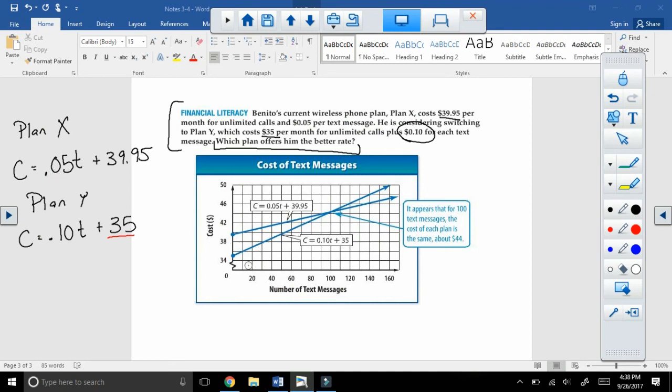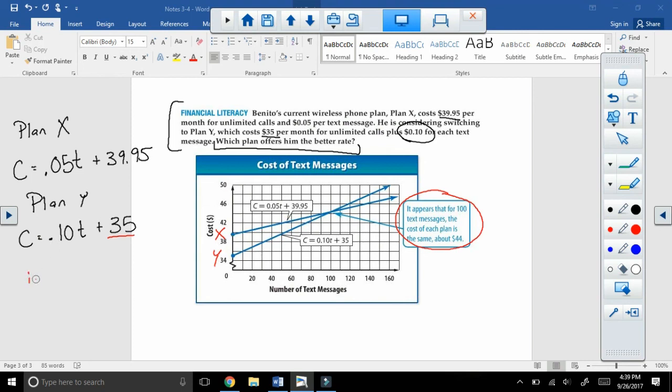So what they have here is these different plans outlined. This one here that starts low, this is Plan Y. This one here that starts a little higher, but then the slope's not as steep is Plan X. And it shows you here that, it appears that for 100 text messages, the cost of the plan is the same, about $44. So your answer would have to include something like this, but then say which plan offers him a better rate. You would have to say, well, it depends on how many texts he sends.